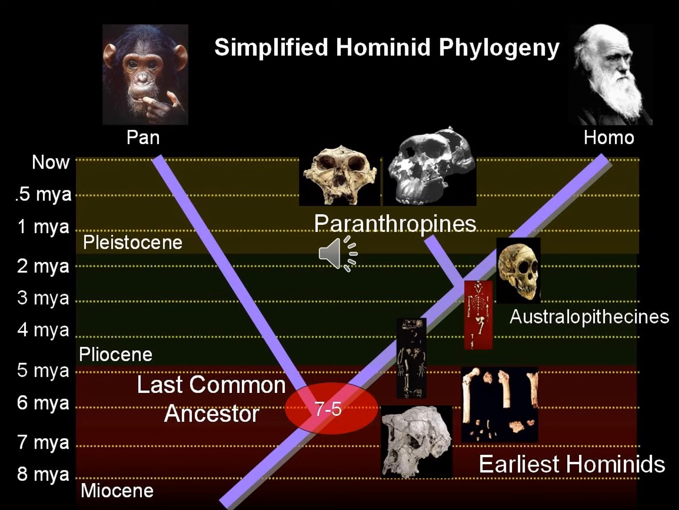These include the very famous fossil affectionately known as Lucy. Lucy's on here in the red background as an Australopithecine. Lucy is Australopithecus afarensis, but there is another Australopithecine from South Africa, and that's a picture of the Taung child. So we'll cover the earliest hominids as well as the Australopithecines and Paranthropines in this video right here.